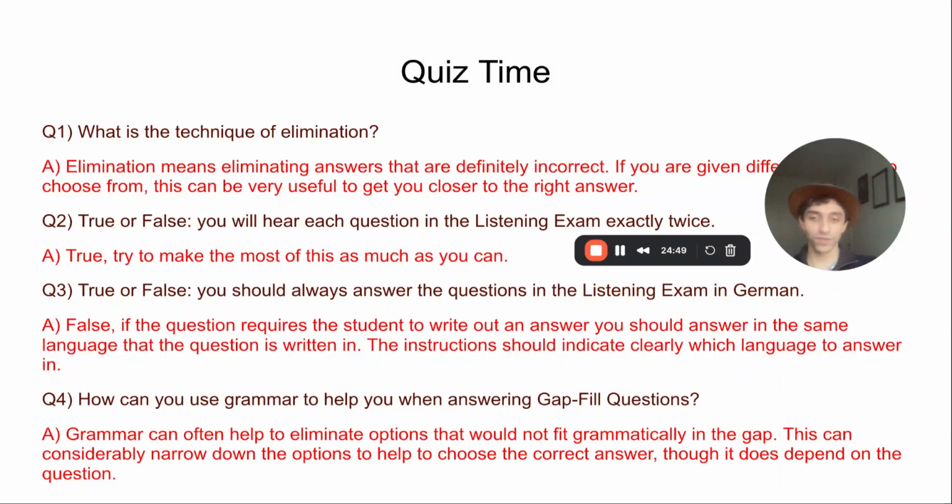So grammar can often or usually help to eliminate options that would not grammatically fit in the gap. This can really narrow down the options to help to choose the correct answer. Often you can eliminate everything except two answers, but it does depend on the question. This doesn't work equally well for all gap fill type questions. For some of them, you can narrow down the options hugely. For others, the grammar might not be as useful.